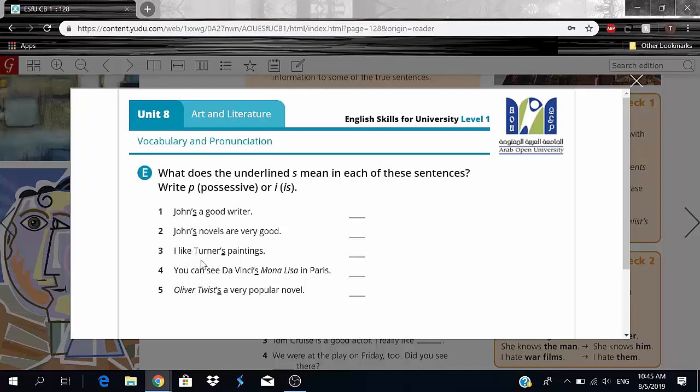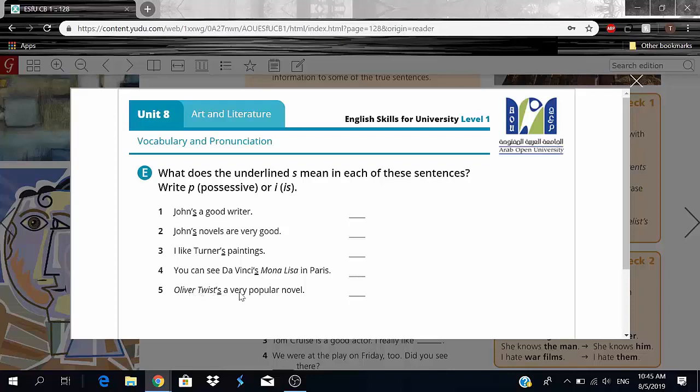Number 3, I like Turner's paintings, okay? And Turner's here simply means possessive as well. Paintings that belong to Turner, okay? So I like Turner's paintings. Number 4, you can see Da Vinci's Mona Lisa in Paris, okay? We're talking about the Mona Lisa that belongs to Da Vinci, okay? So you can see Da Vinci's Mona Lisa in Paris. So I'm not talking about an S here, you guys. I'm talking about something that belongs to Da Vinci, okay?